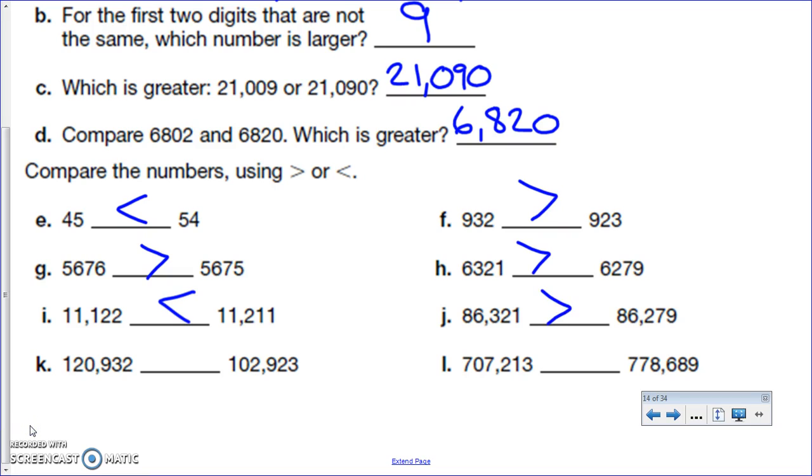For K, we have 120,932 and 102,923. The first place they're different is in the 10,000s, and we know that 120,932 is greater. For L, we have 707,213 and 778,689. The first place they're different is in the 10,000s, and we know that 778,689 is greater.